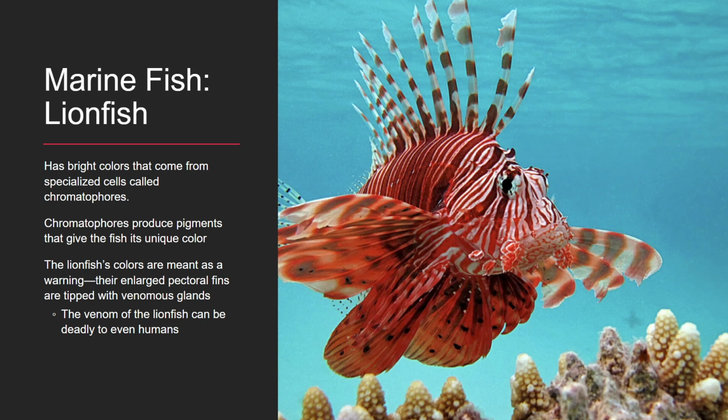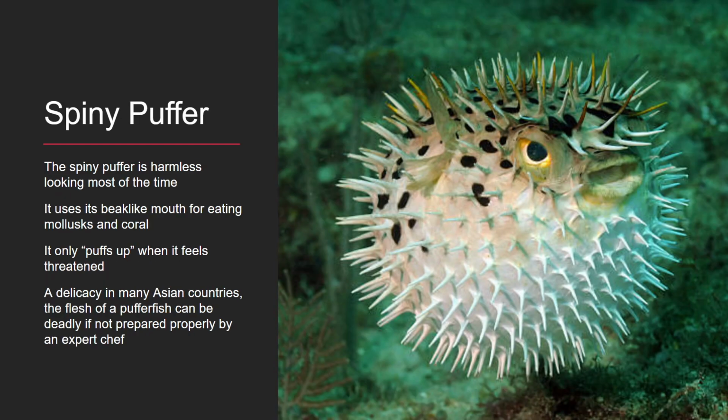And then here's a marine fish example, the lionfish. It has bright colors and it has specialized cells called chromatophores that produce those bright colors. Chromatophores produce pigments that give the fish its unique color. The lionfish's colors are meant as a warning, however. They have enlarged pectoral fins that are tipped with venomous glands. You can see them on its back. The venom of the lionfish can be deadly even to humans.